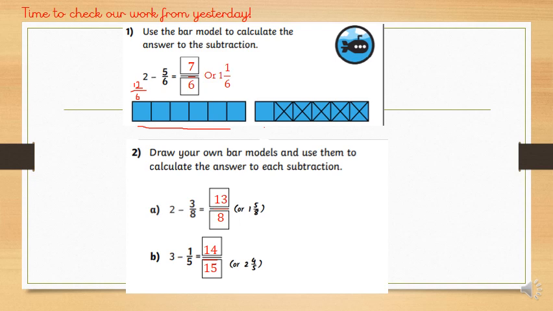Then for this one, it said draw your own bar models and use them to calculate each subtraction. So it was 2 take away 3/8. So we needed to turn this into a fraction. That would give me 2 times 8, which gives me 16/8. And then I'm going to do 16/8 take away 3/8, which gives me 13/8, or 1 whole and 5/8. Same for this one, you should have turned 3 into 15/5, and then did 15/5 take away 1/5, which equals 14/5, or 2 wholes and 4/5.